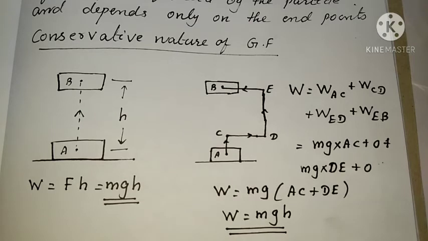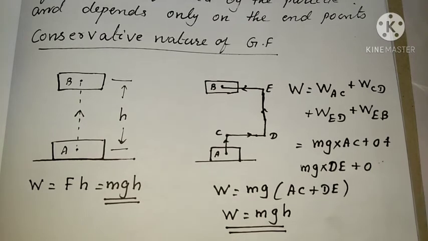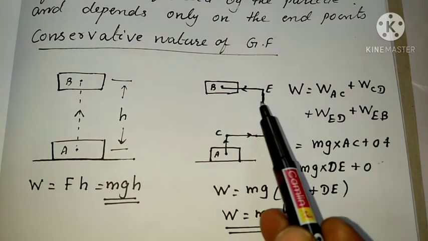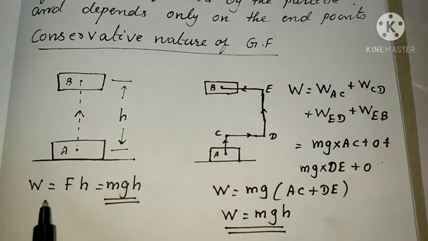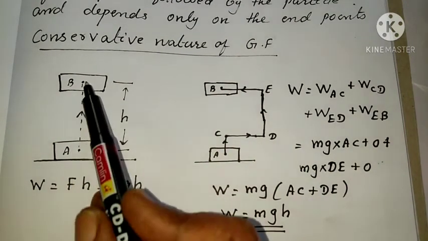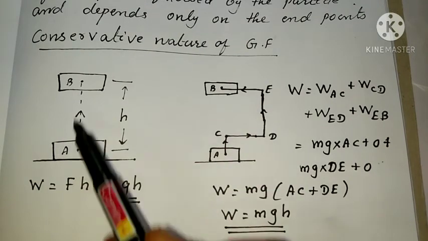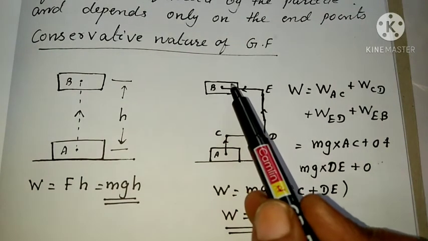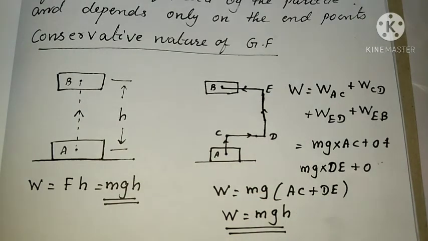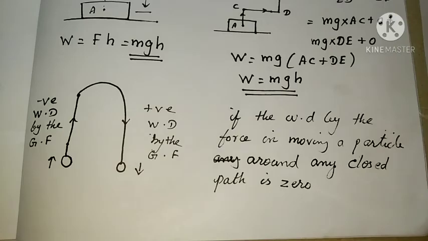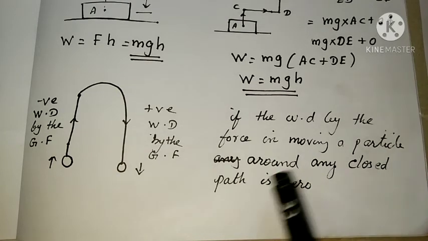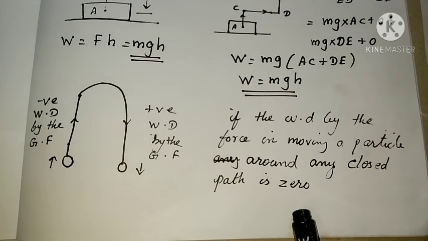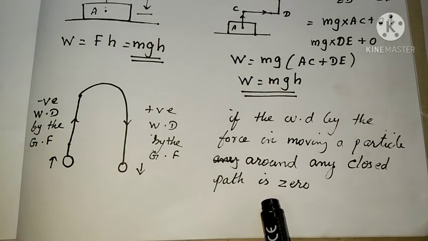So what do you understand from these two cases? Here the work done in moving the body against gravity is independent of the path. It depends only on the final positions. Clear? So we can say that gravitational force is a conservative force. Clear? We can also say a force is conservative if the work done by the force in moving a particle around any closed path is zero. In that case also we can say that the force is conservative.